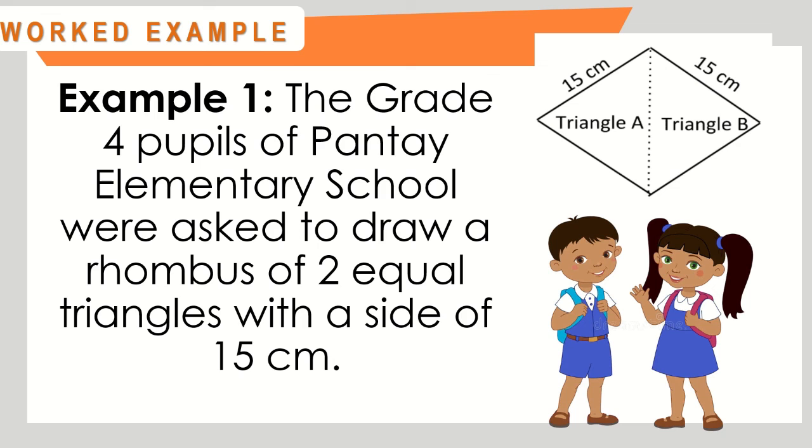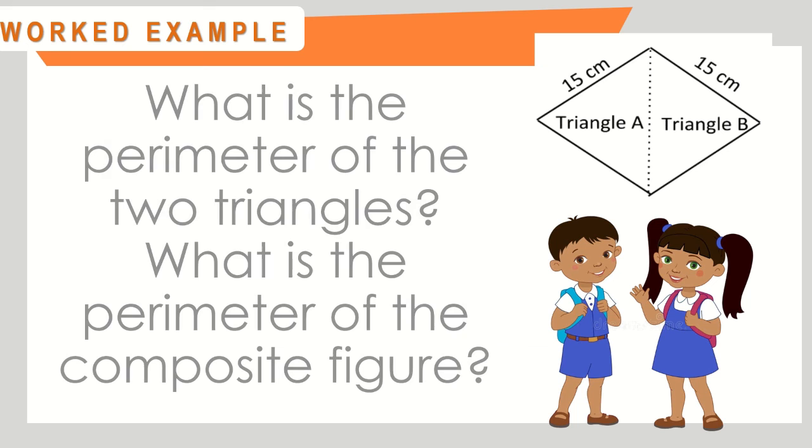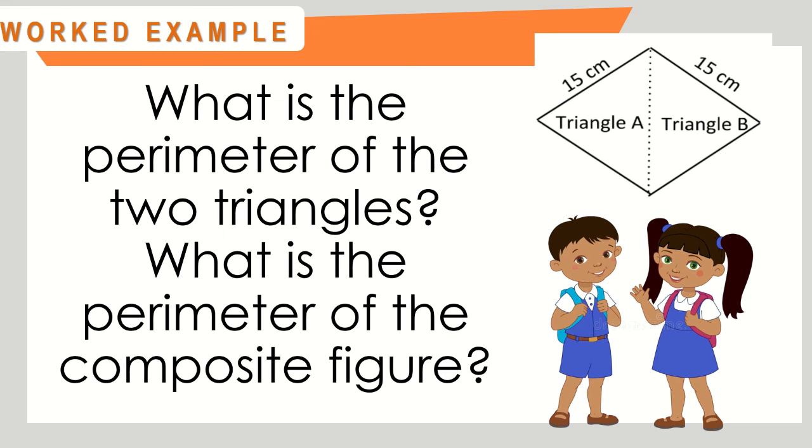For example 1, the grade 4 pupils of Pantay Elementary School were asked to draw a rhombus of two equal triangles with a side of 15 cm. What is the perimeter of the two triangles? What is the perimeter of the composite figure?